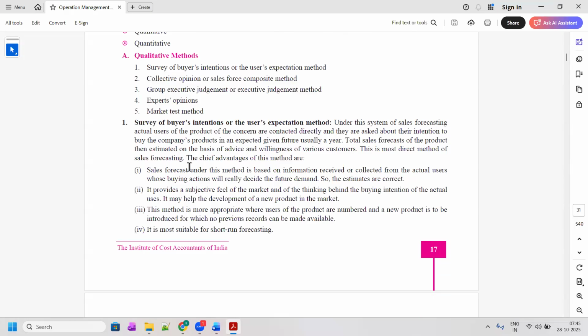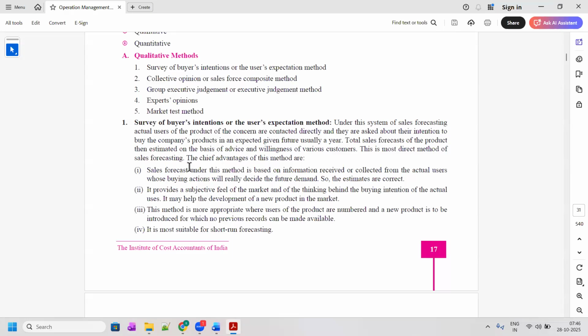So when we talk about the survey of buyer intention or user expectation method, in this method the company asks customers directly about their future buying plans. You go directly and talk with your consumer about their future buying plans. For example, whether they plan to purchase the company's product in the coming year or not, and if they are not going to purchase, what is the problem with the product, why they don't want to purchase, and if they want to purchase, what they liked in the product.